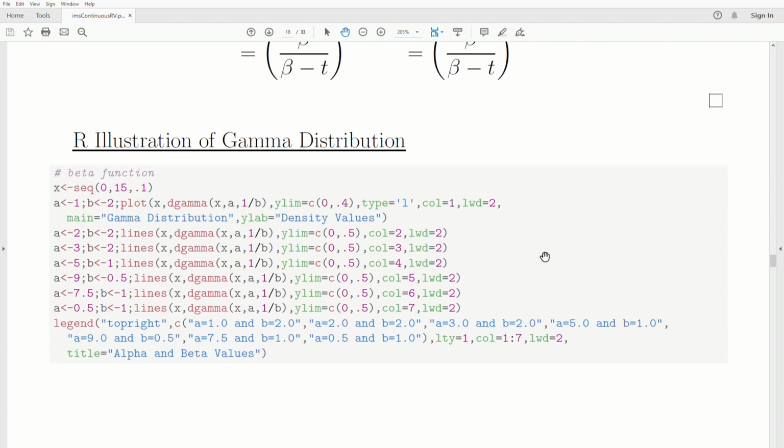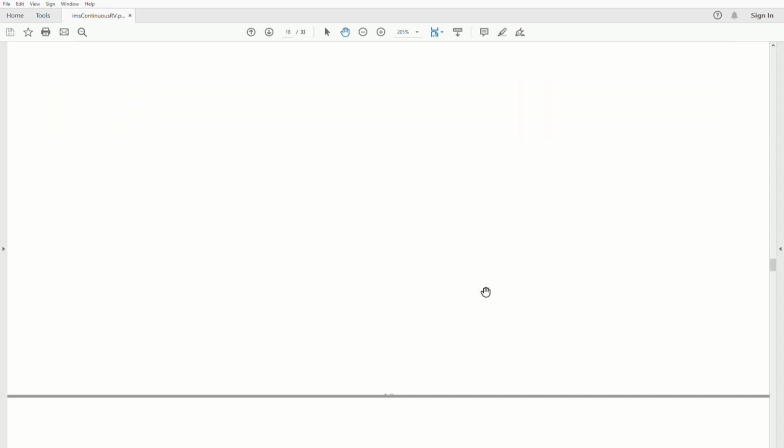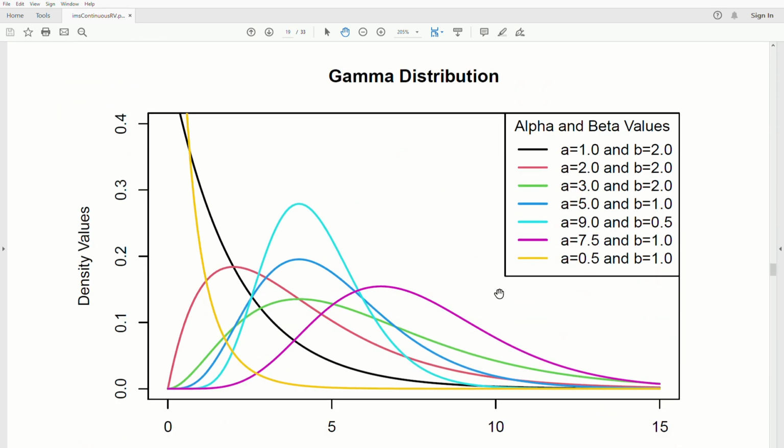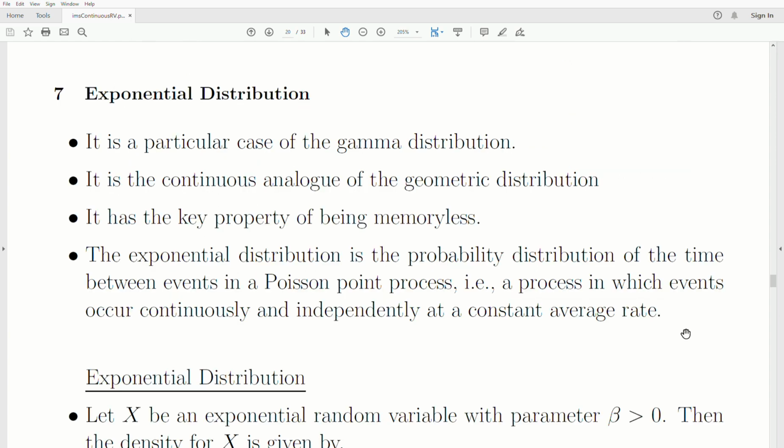Now, a graphical illustration of the gamma distribution. The code is not important, but I will post it for you to review. Here are possible gamma distributions. With different alpha and beta, these are the different shapes that are possible. And there are, of course, an infinite number of combinations. And I think that's all I have for this video.